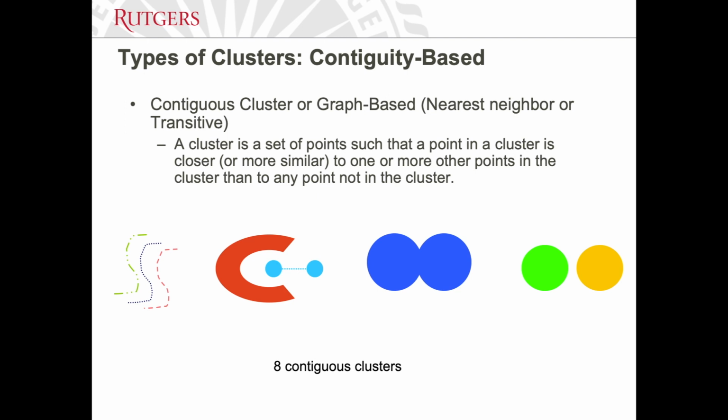The next type is called a contiguity-based cluster, also known as a graph-based cluster. This type of cluster is a set of points that are closer or similar to one or more other points in the same cluster than to points in other clusters. So you can think of this as a nearest neighbor.